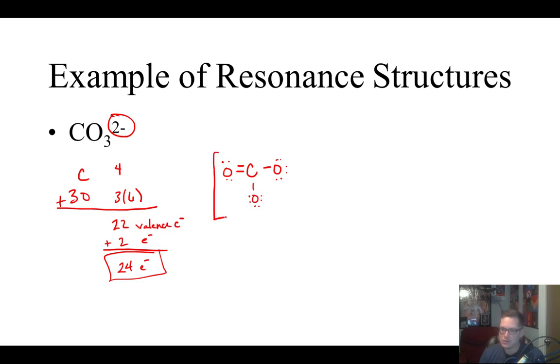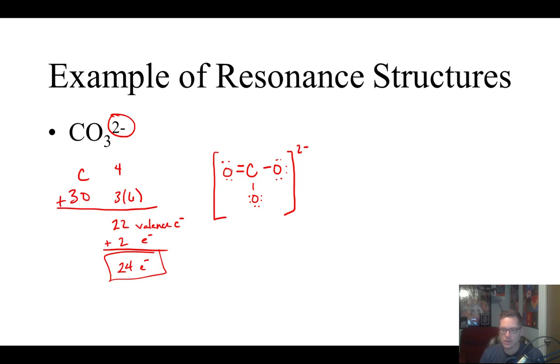And it's got a charge of 2 minus. So we have to put the brackets and add the 2 minus. So there's our electron dot structure of carbonate. Now, when we're looking at this, you might ask, why did I choose that oxygen to put the double bond on? Well, really, I could have chosen any of these oxygens, right?